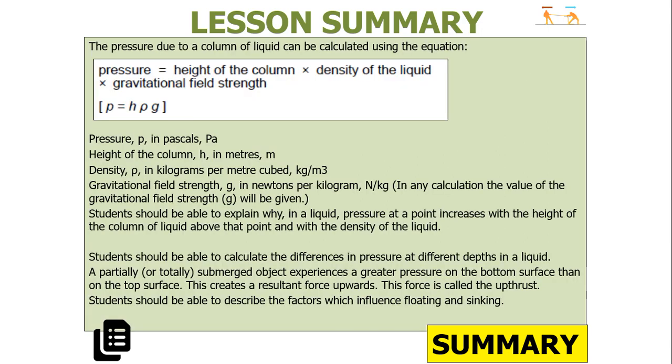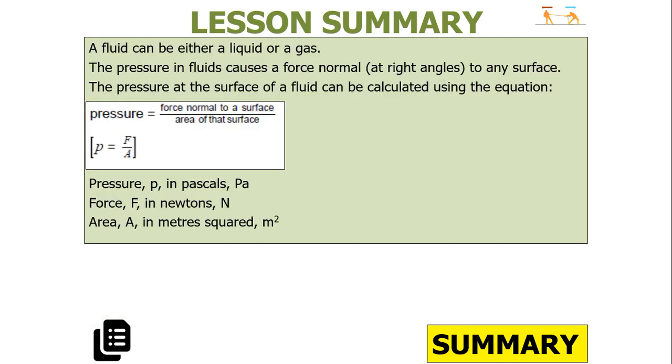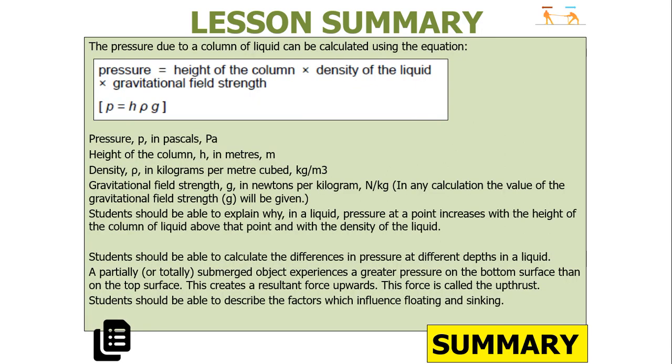Now, the pressure due to a column of liquid can be calculated with the equation pressure equals height of the column times the density of the liquid or the gas times the gravitational field strength. Now, please also note that both of the equations, this one, which you are given in the exam, and the previous one, which you're going to memorize for the exam, can calculate pressure in a fluid. So if you're doing a question about a liquid or a gas, you can equate the two equations to each other because they're both calculating the same pressure.